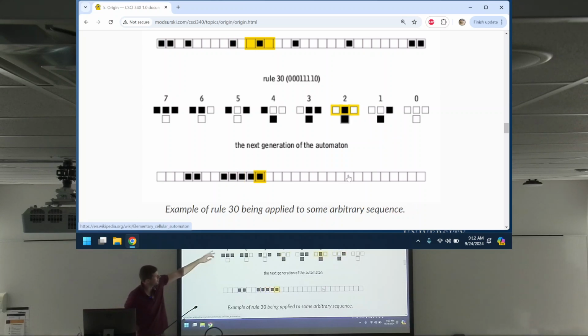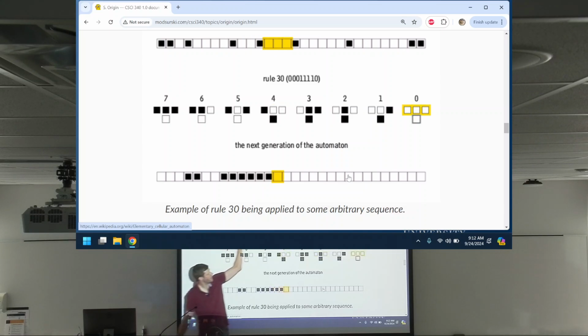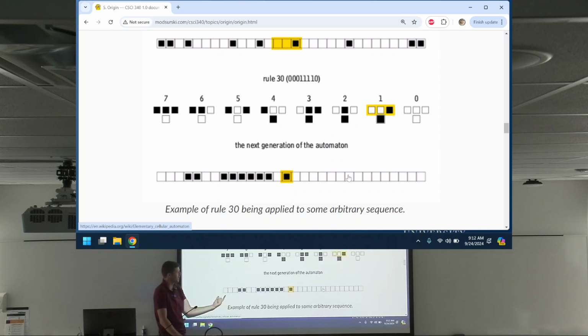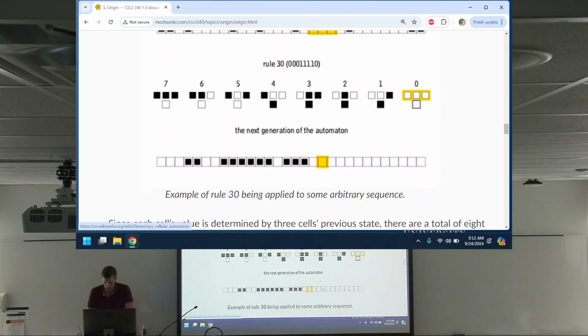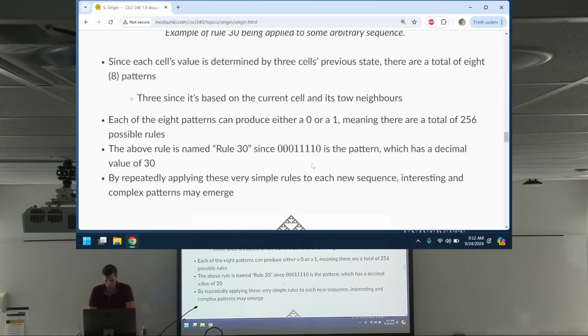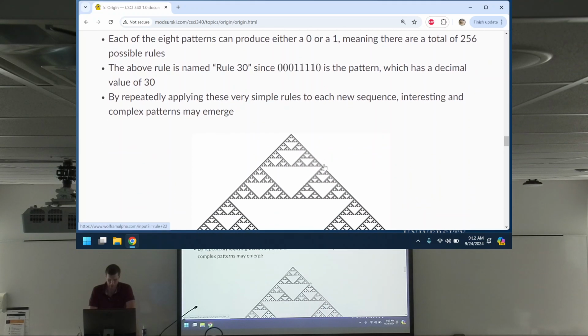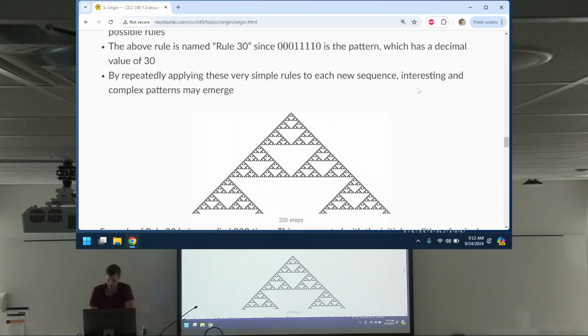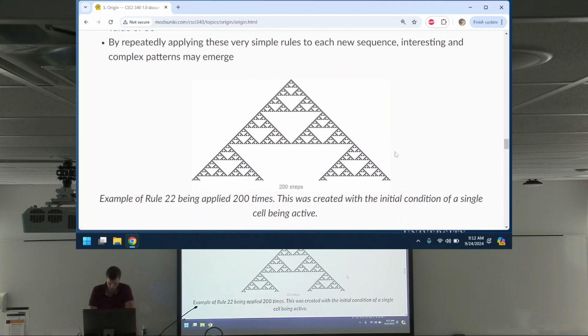And what we could do is repeat this process. Once I follow that one, I just start again, but on the next generation. By repeatedly applying these very simple rules to each new sequence, interesting and complex patterns can emerge. So this is an example of Rule 22. If I start with one single point, and I follow Rule 22, and I hit go, this is the pattern it generates.